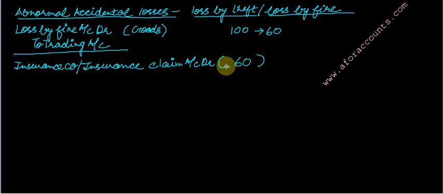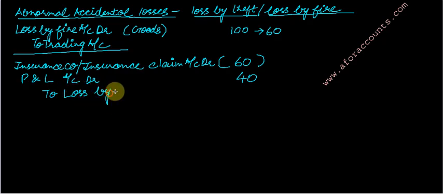Okay, and the balance which the company has not admitted is my loss. So where will I put it? I'll put it in profit and loss account. So profit and loss account debit by the balance, 100 minus 60, 40. This is my loss. To loss by fire, by 100.